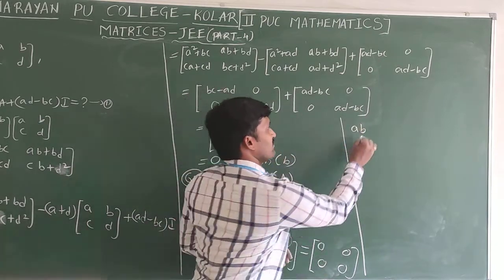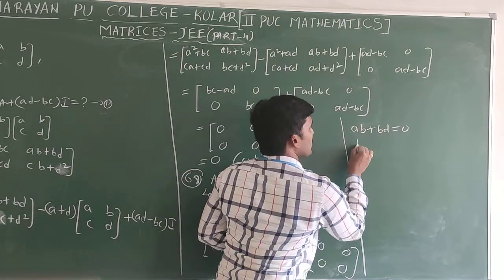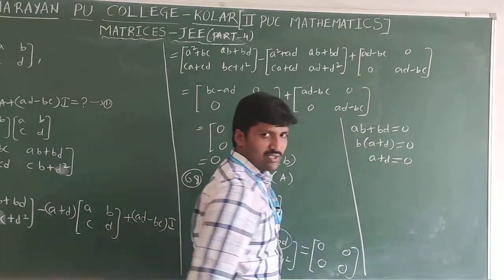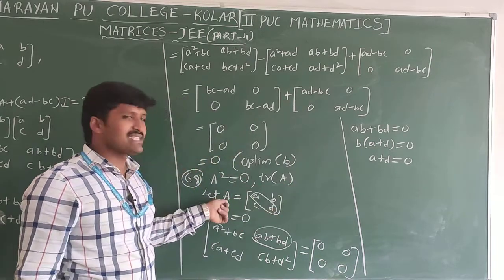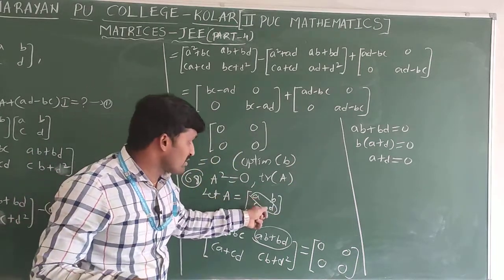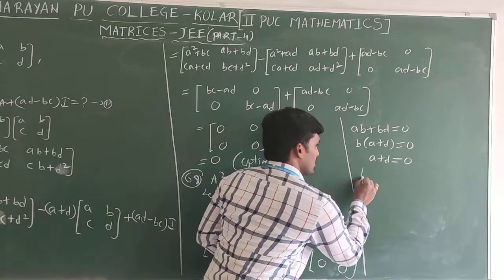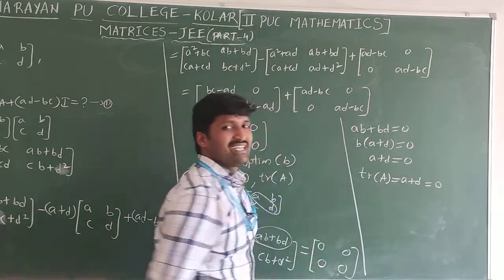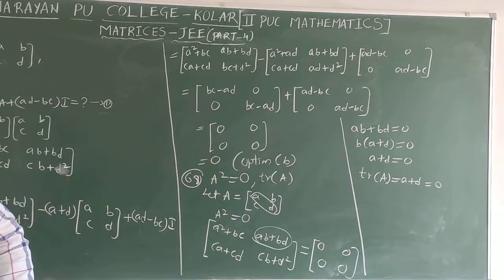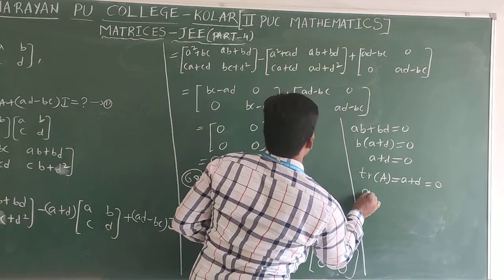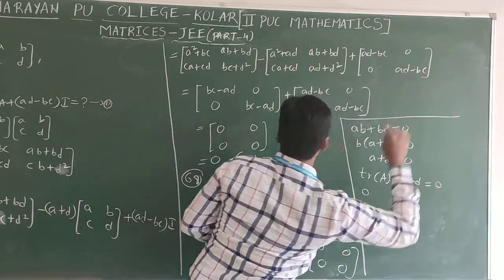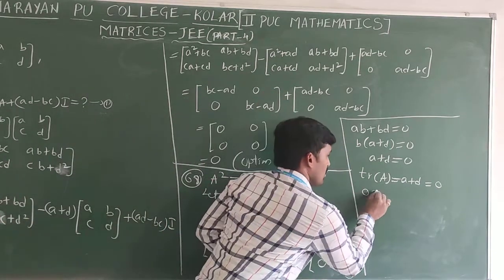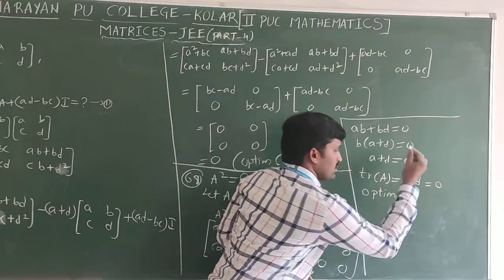Now from this, AB plus BD equal to 0 means B common, A plus D equal to 0. From this, A plus D value, how much did we get? 0. A plus D means what? Trace of A. Trace of A means the sum of the diagonal elements in a square matrix. That's why the trace of A is nothing but A plus D, which is clearly 0. That is, option B is the correct one. This is for question number 68. Up to this is 67, from here 68. Option B.